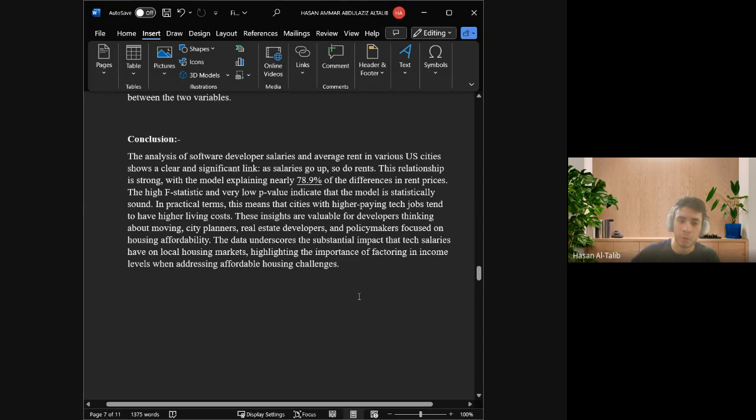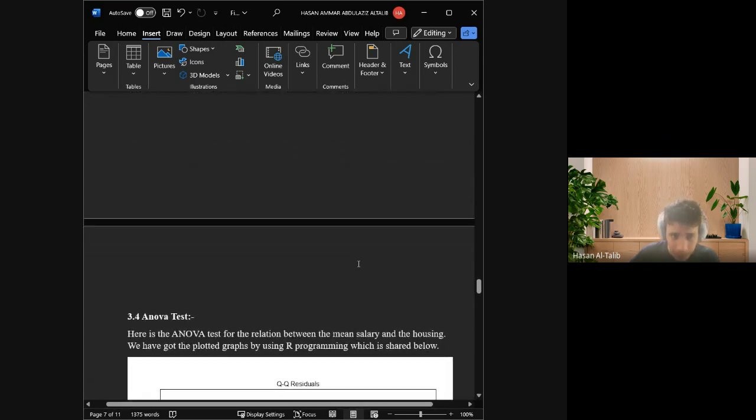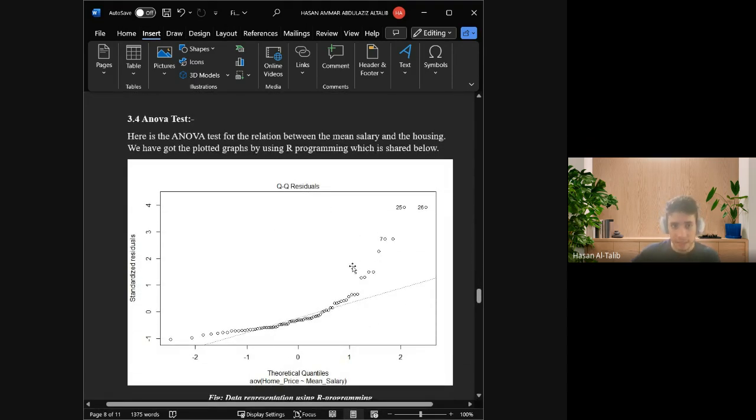In practical terms, we can say that cities with higher paying tech jobs also tend to be expensive to live in. So that's an important piece of information for software developers or people in the tech industry who are thinking of going to cities with high paying jobs. So I'm going to move on to the ANOVA test.